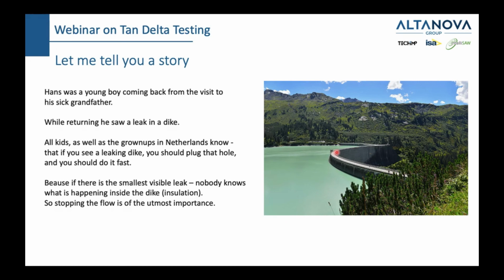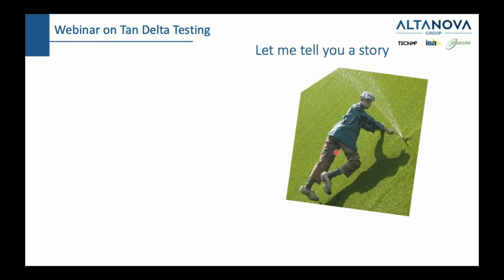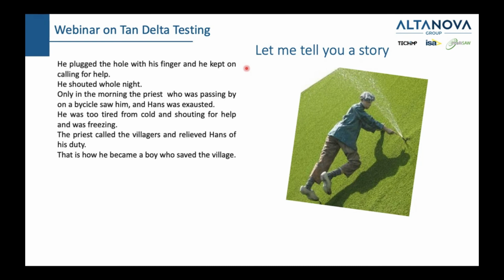You see, and because of that, what Hans, in this case, did, he actually plugged that hole with his finger. He plugged that hole good, and he shouted the whole night calling for help. Only in the morning, the priest who was passing by on his bicycle saw him, and Hans was exhausted because he was cold, he was shouting all night. So the priest called the villagers, which relieved Hans of his duty. And that's how he became the boy who saved the village.